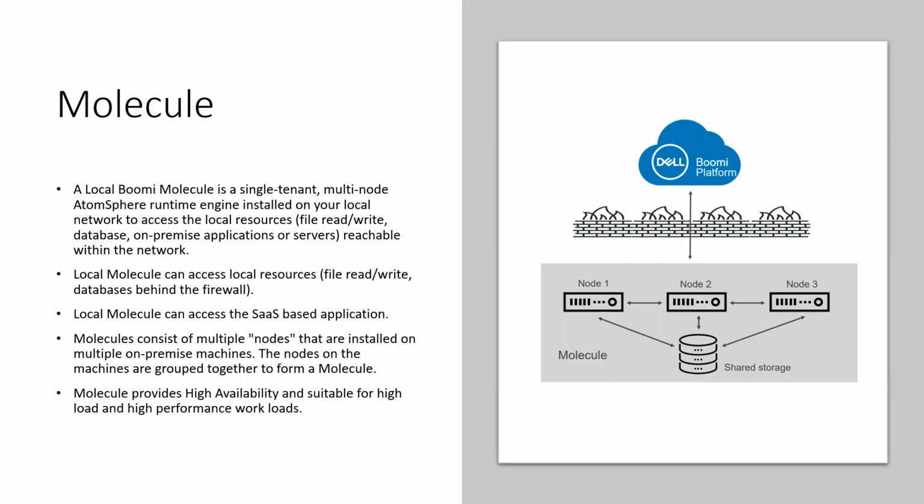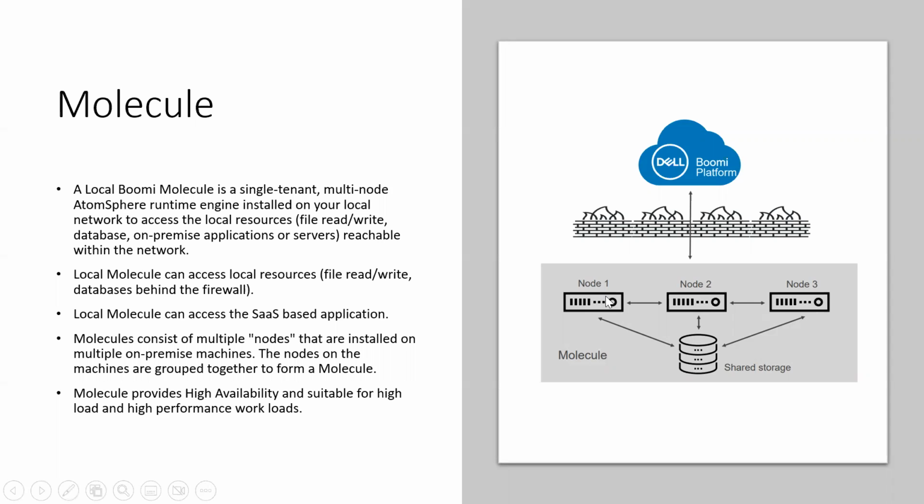So what is the local molecule? It's a group of nodes which share the same storage to form a molecule. Generally you deploy a molecule on node 1, node 2, node 3, and they are clustered together, and they are sharing the same data grid. It can be any NFS or SMB disk. So why do we want a molecule? To enable high availability.